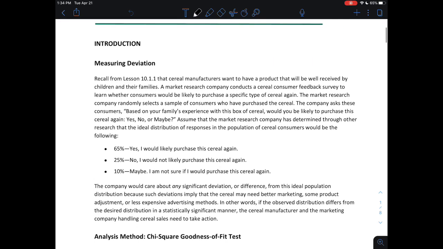Recall from lesson 10.1.1 that cereal manufacturers want to have a product that will be well received by children and their families. A market research company conducts a cereal consumer feedback survey to learn whether consumers would be likely to purchase a specific type of cereal again. The market research company randomly asks a sample of consumers who have purchased the cereal, based on your family's experience with this box of cereal, would you be likely to purchase this cereal again? Yes, no, or maybe.